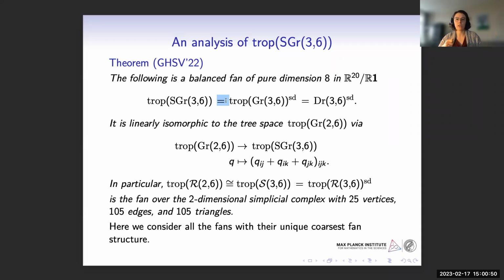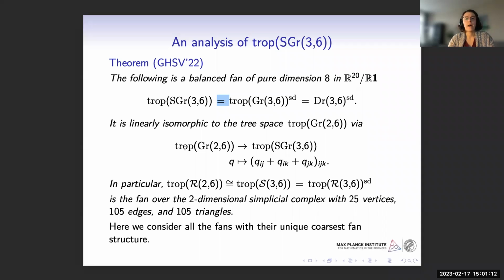Tropicalizing the self-duality condition first or after tropicalizing and then intersecting. In this case, it doesn't matter. It's just going to give me the same space. And there is one more really nice feature to this, and this is that we can parameterize this tropical self-dual Grassmannian 3/6 by means of the tree space trop Gr 2/6.